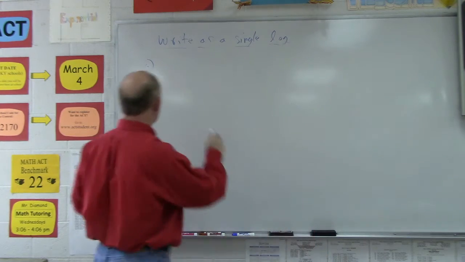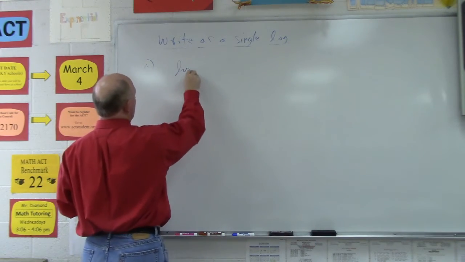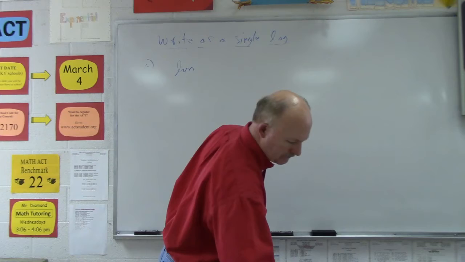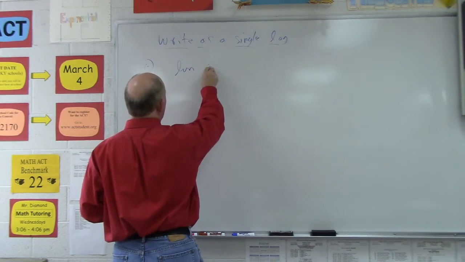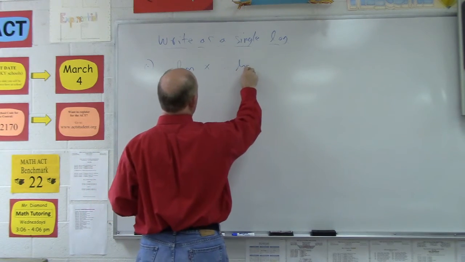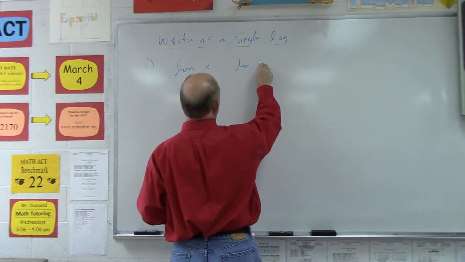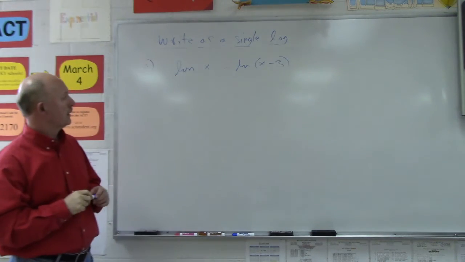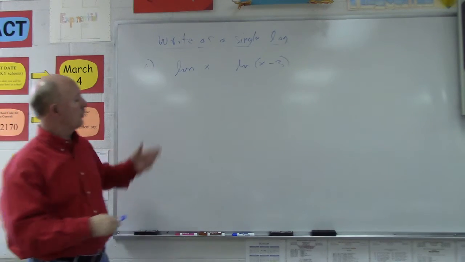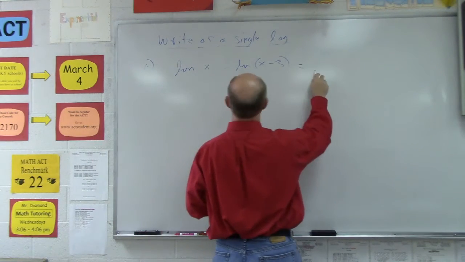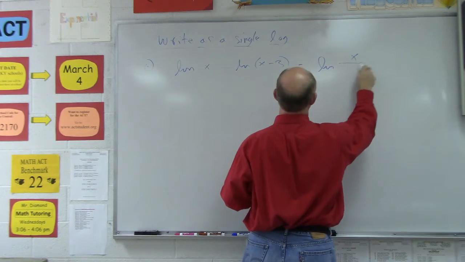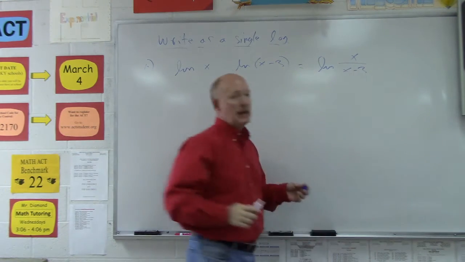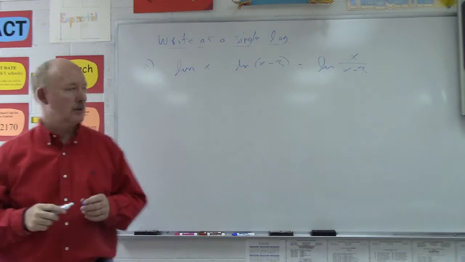We'll do natural log of x minus natural log of y minus 3. Okay, we'll try this right here. Now, first of all, this is a subtraction, so as you combine this, we're going to use our quotient law. This will be natural log of x divided by x minus 3, and that's it. So, fairly simple matter to condense this one.